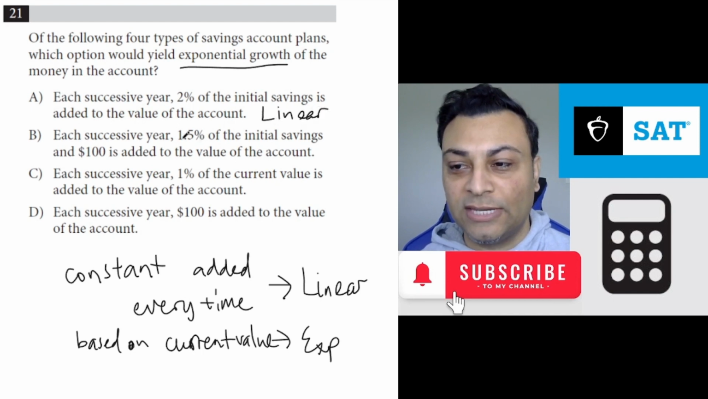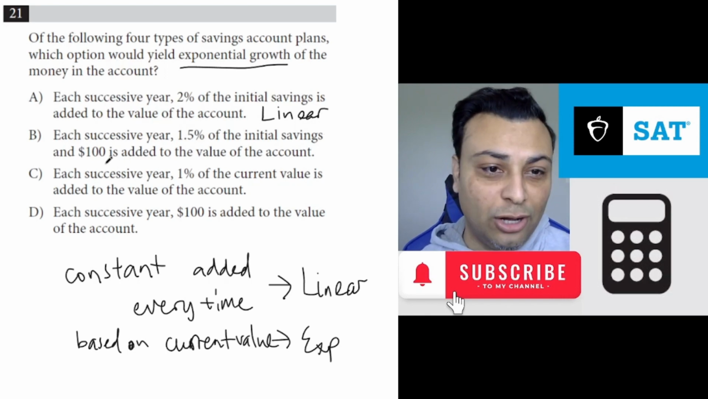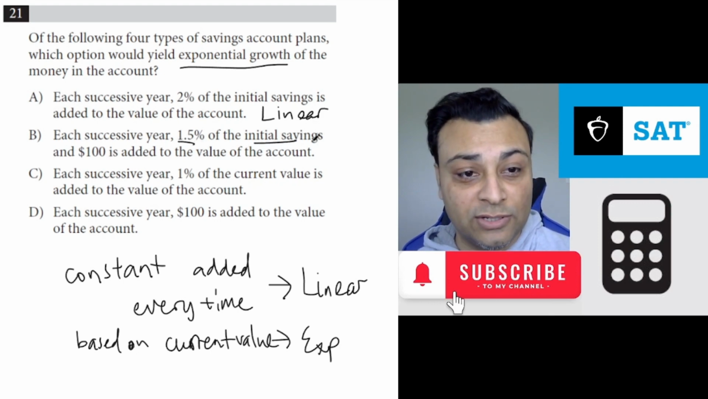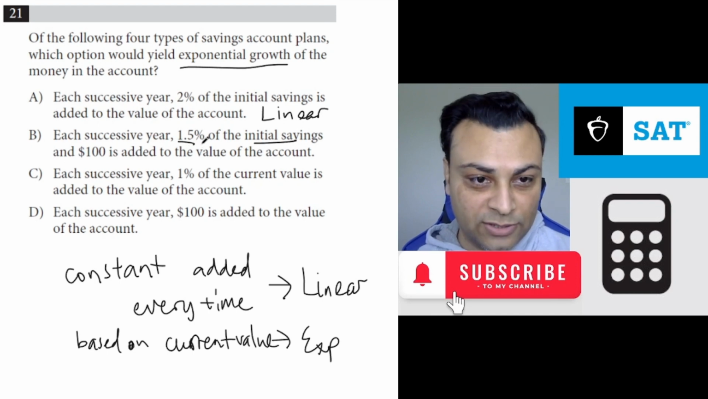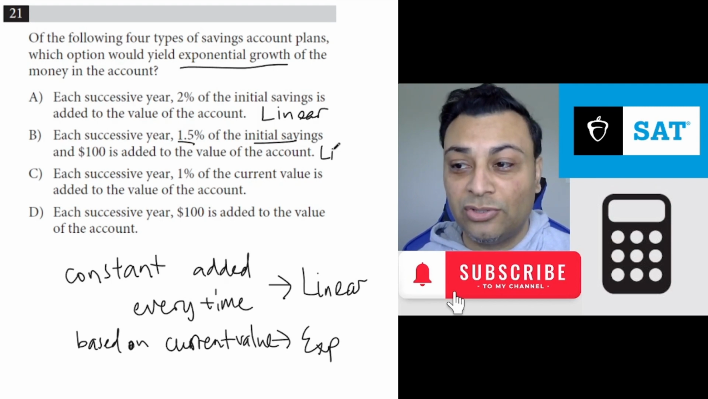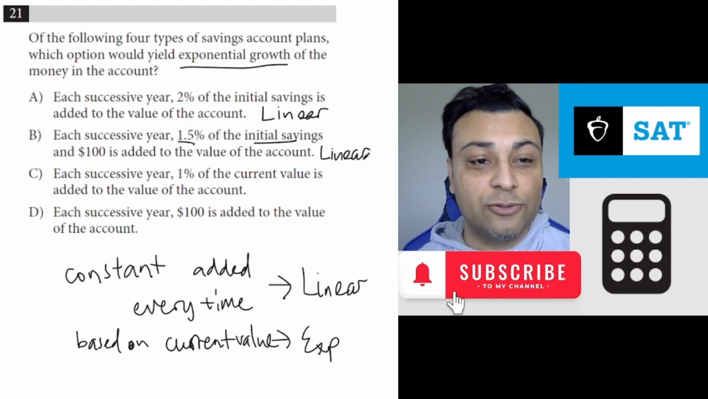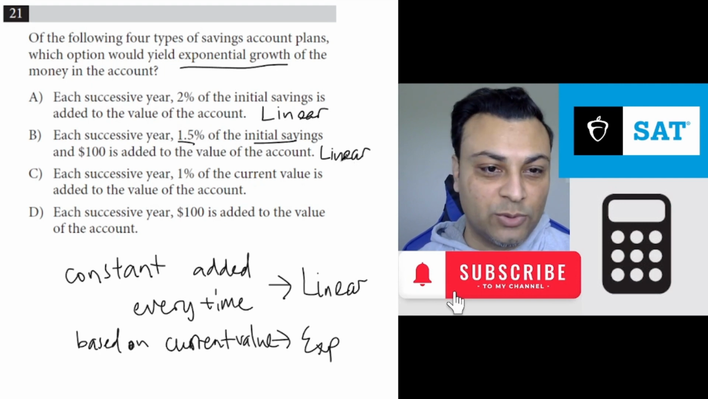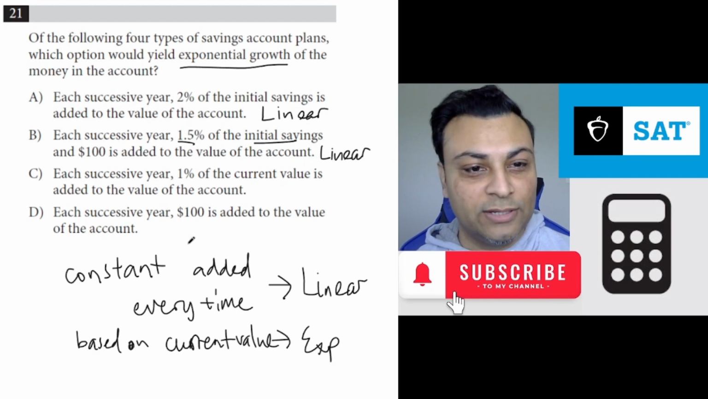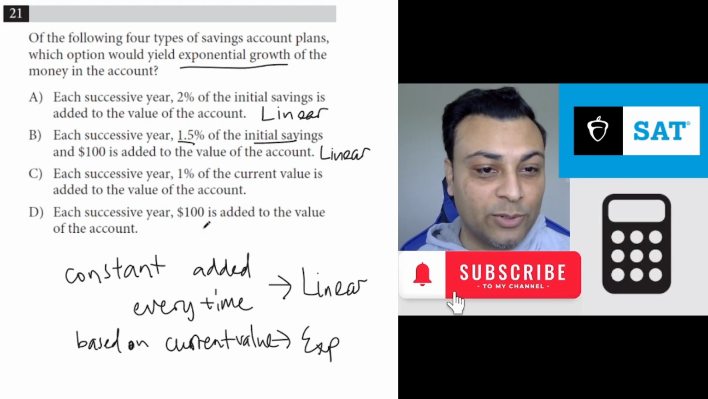Option B, it's the same principle, 1.5% of the initial savings. Okay, they throw in $100, but that's always 100. It's the same number. And this 1.5% of the initial savings, the initial savings is a specific number. 1.5% of that is a specific number. You add 100, and you get a particular number, and it's the same every year. So there's no change in the way it grows every year. It's always the same amount. We're adding the same amount every time. If you think about a line, the slope is the same everywhere.